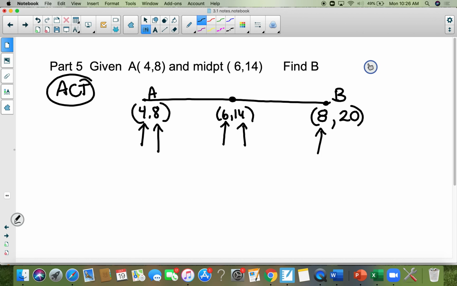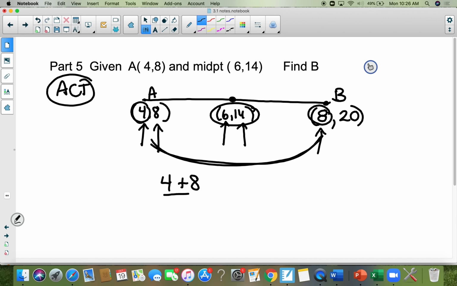I can check it. 6, 14 is supposed to be halfway between these two, and I'll just show you. I take my two x's and I add them up and I divide by 2. 12 divided by 2 does equal 6, so I found the right B value for the midpoint of 6, 14.